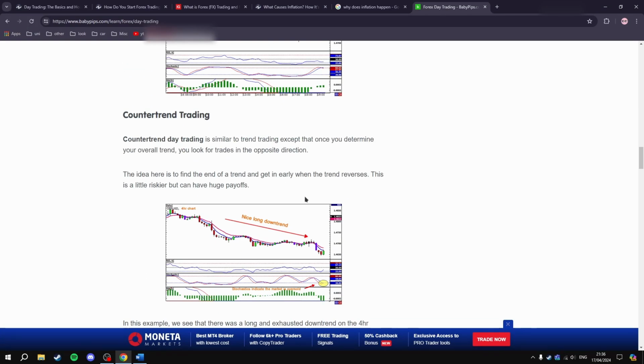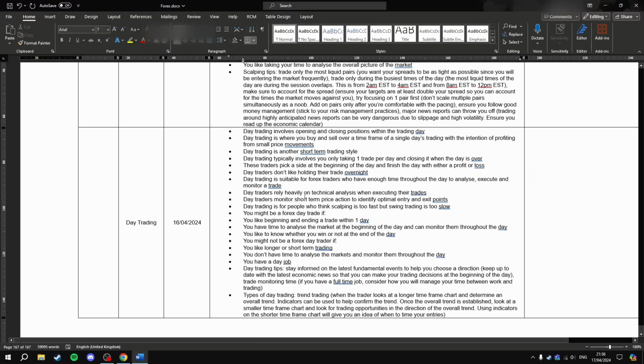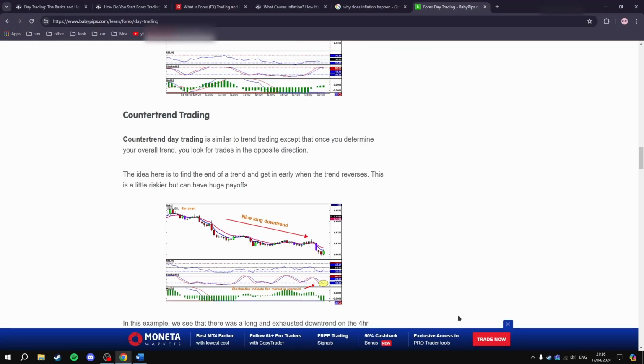Counter trend trading. Counter trend day trading is similar to trend trading, except that once you determine your overall trend, you look for trades in the opposite direction.